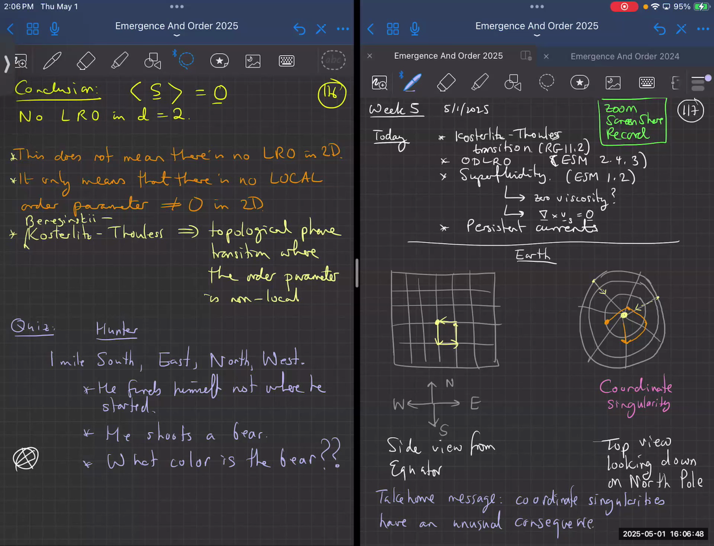What I'm going to do today is talk about coordinate singularities, but we're not going to be looking at the map and looking at north, south, east, west. We're going to be looking at coordinate singularities in the phase of the wave function of a condensate, such as a superfluid. So we're going to talk a little bit about whether or not there can be a phase transition in 2 dimensions in a superfluid, and we're going to see that there can be, and I'm going to show you a very simple argument for why that exists.